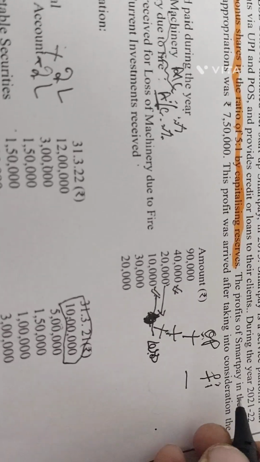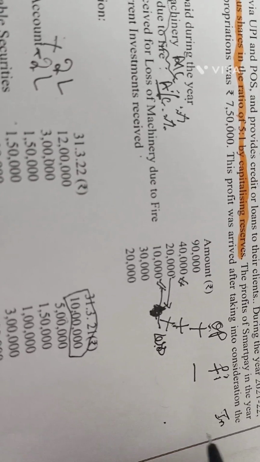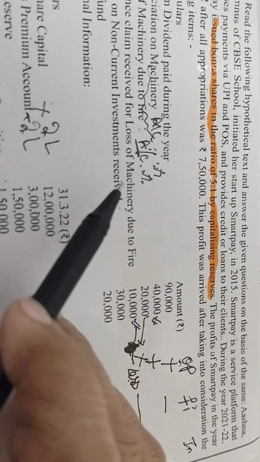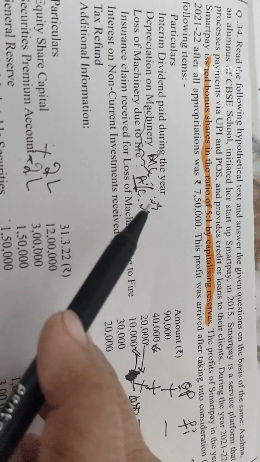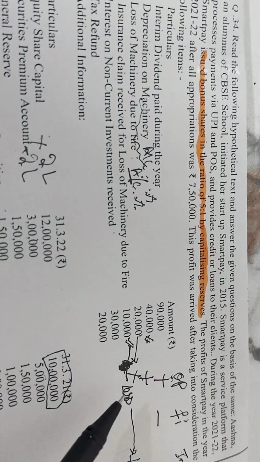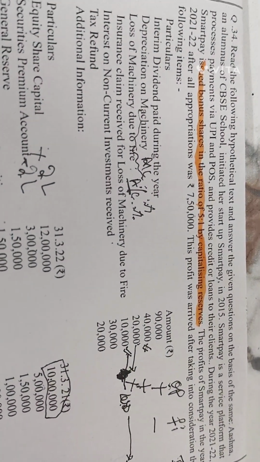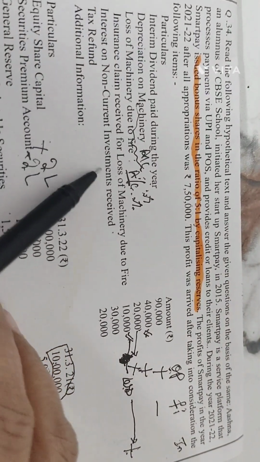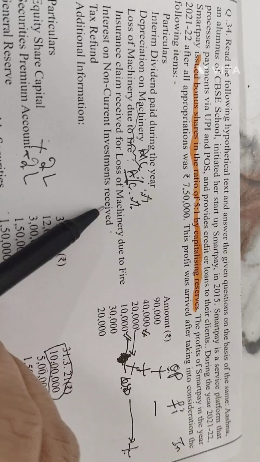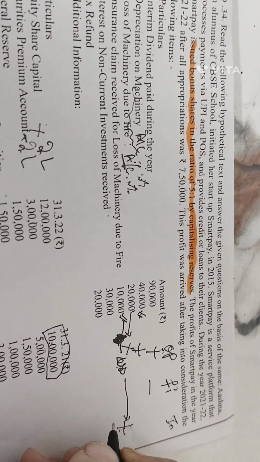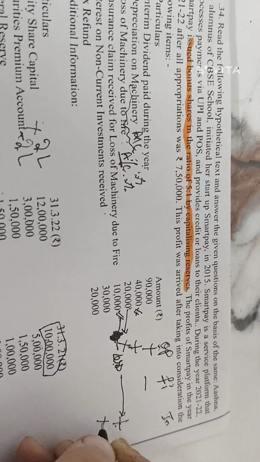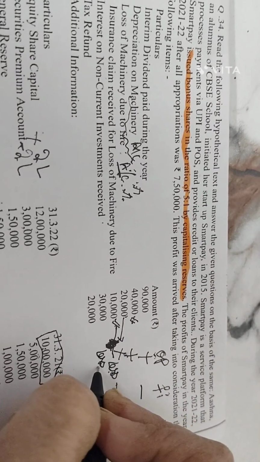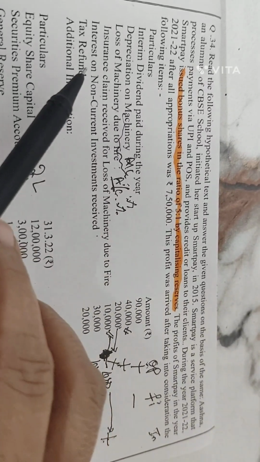This would be added where? In your investing activities. Why added in your investing activities? Because the machinery is your investment activity, so insurance claim received would be deducted from your operating activities while added in your investing activities. Next is the point of interest on non-current investment received. Interest received is again which kind of activity? Investment activity. So it would be given an addition in your investment activity, but a less in your operating activities, right?